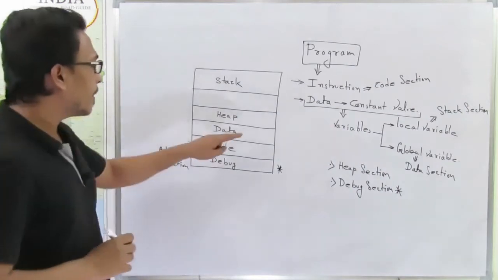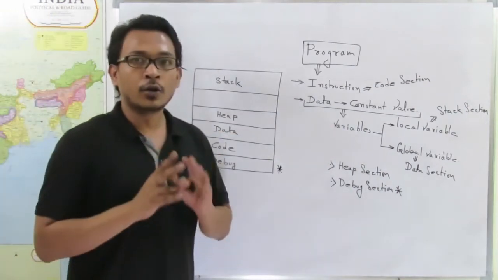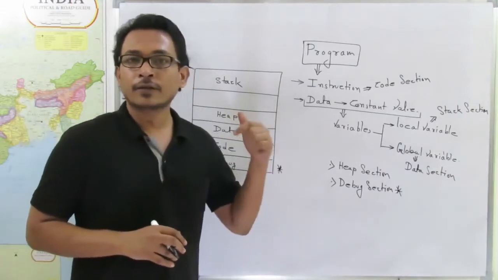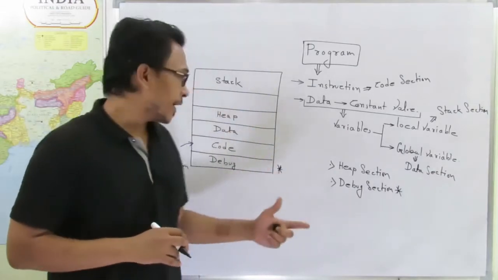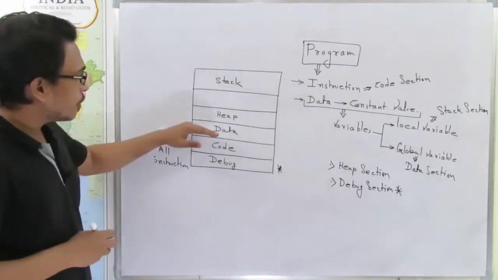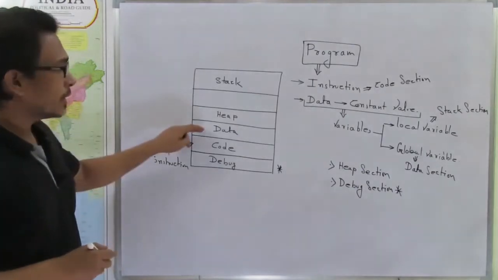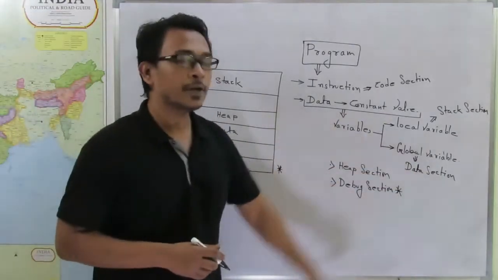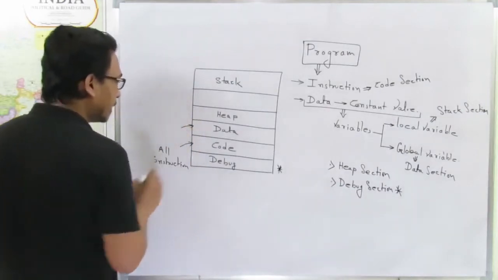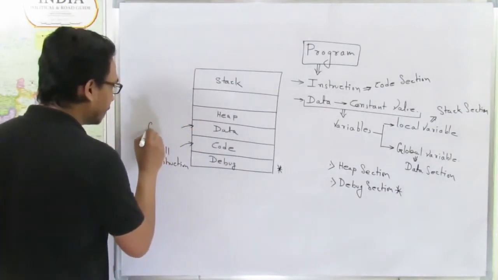Now, what is the purpose of this data section? Whenever we declare any global variable, the memory of that particular variable is allocated from this data section. So what is the use of this data section? The data section is used to allocate memory for global variables. So this one is used for global variables.